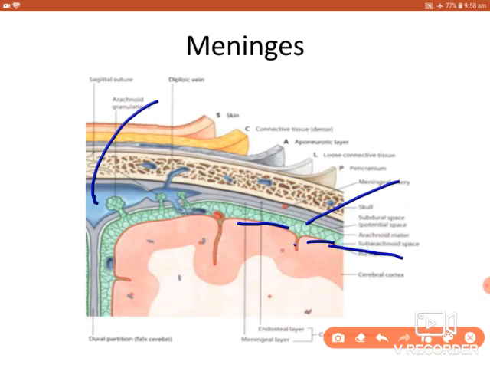This is highly vascular. The space here is called the subarachnoid space. These are the trabeculae of the arachnoid mater. The projections here are called the villi. They are grouped to form the arachnoid granulations. So the CSF here goes through the arachnoid villi, then gets into the bloodstream.